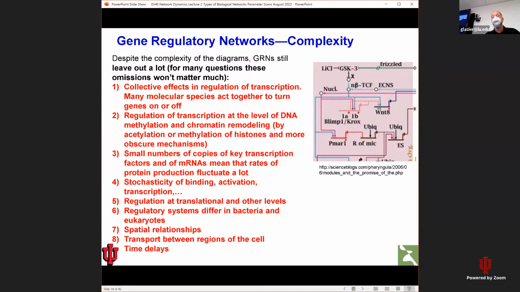The idea of these things being continuous in time is difficult because, of course, there's usually one copy of the DNA or two. And so to model that as a continuous variable between 0 and 1 is sort of strange. Instead, you have stochastic fluctuations. So there are an awful lot of things happening. And we also talked about the spatial relationships of transport.